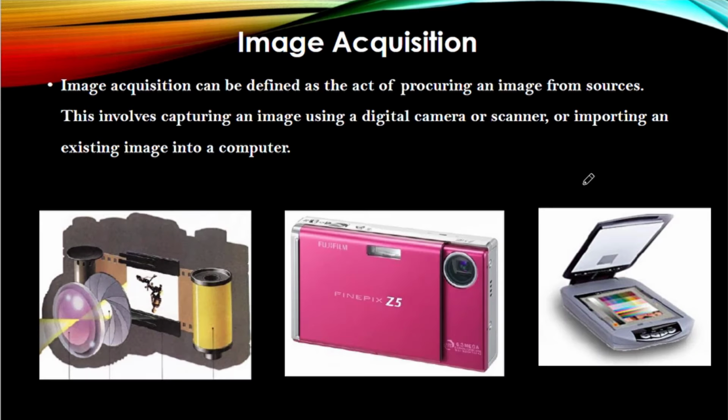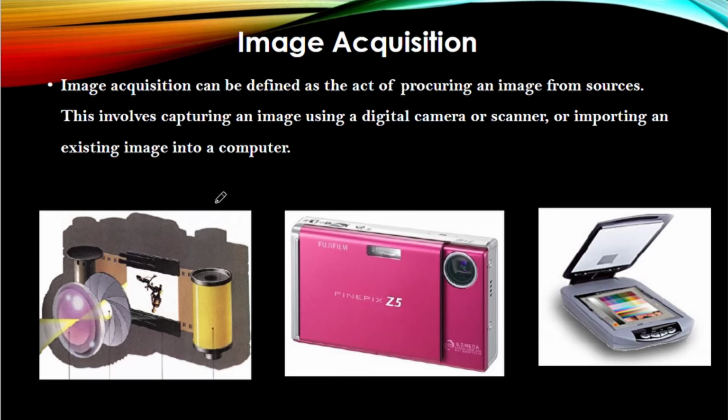The first one is image acquisition. Image acquisition can be defined as the act of procuring an image from sources. Means getting an image. Acquiring an image is called image acquisition. This involves capturing an image using a digital camera or scanner or importing an existing image into a computer.